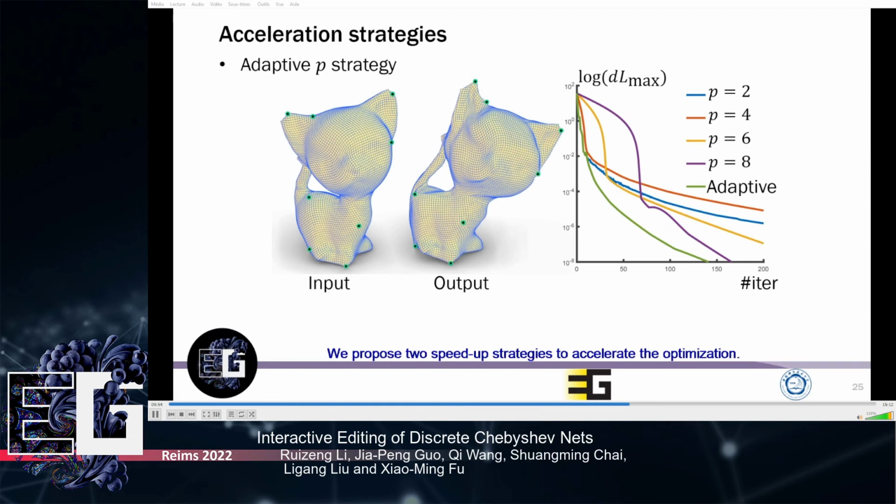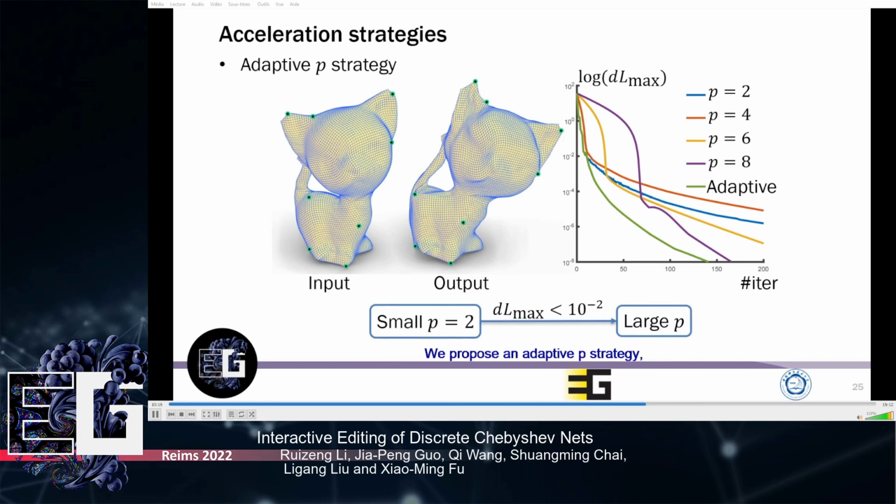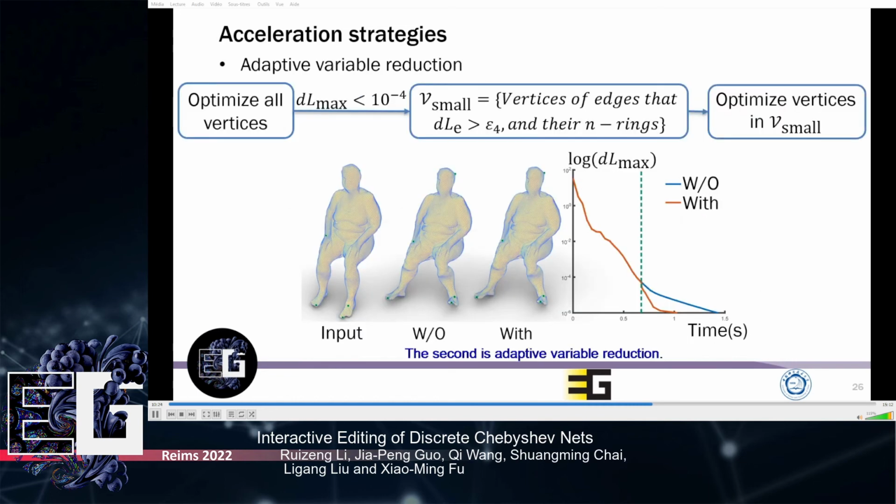We propose two speed-up strategies to accelerate the optimization. The first is the adaptive p strategy. We've observed that the value of p significantly affects the convergence rate. A small p leads to a rapid decrease of the L_maximum at the beginning, yet cannot penalize it to be very small. A large p produces an opposite behavior. We propose an adaptive p strategy, which uses a small p at the beginning and adopts a large p in the later process.